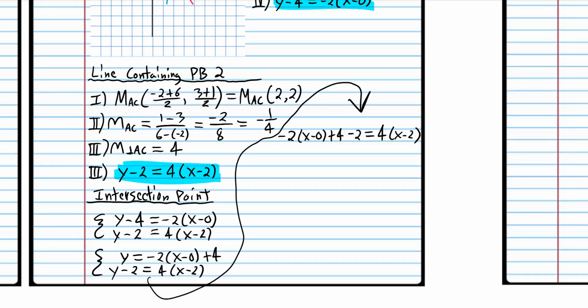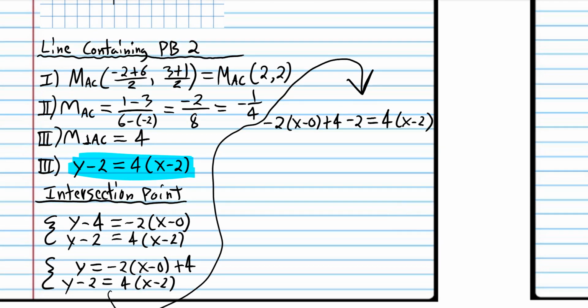So let's just double check this, make sure everything's right. Looks good. Now we're going to get rid of the parentheses. -2 times x is -2x. -2 times 0 is just 0. 4 times x is 4x. 4 times -2 is -8. And now we can just simplify. And doing the math, we end up with x is equal to 5/3.